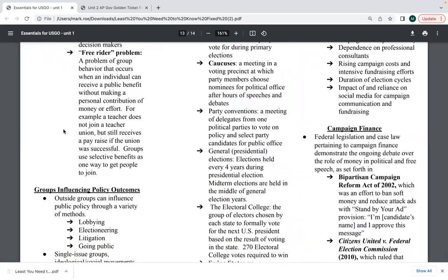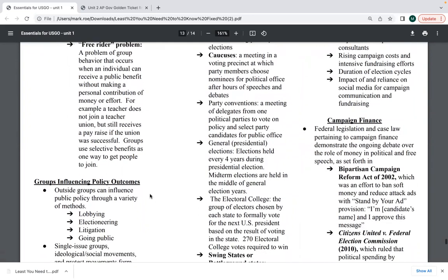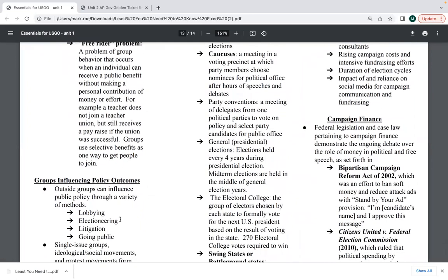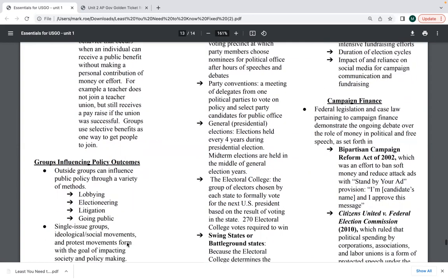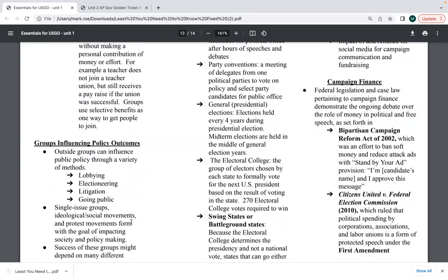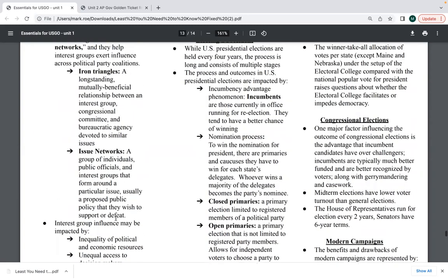All right, again, other groups that can influence policy outcomes other than interest groups. Lobbying is the big one. How elections are set up, legal actions, going public, and so on and so forth. We have some different groups that exist, like the single issue groups. That would be like the NRA. You have various ideological and social movements, like the Me Too movement or Occupy Wall Street, perhaps Black Lives Matter would be another form of that. They use various forms of protest to bring attention to their issue. So keep that in mind as well.